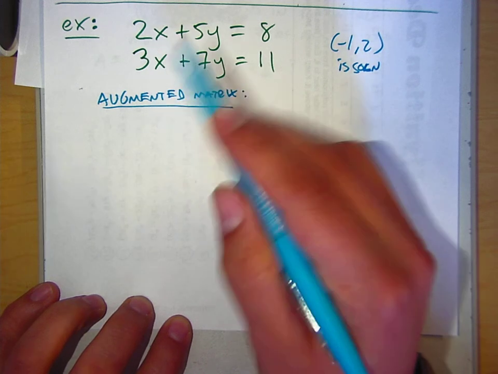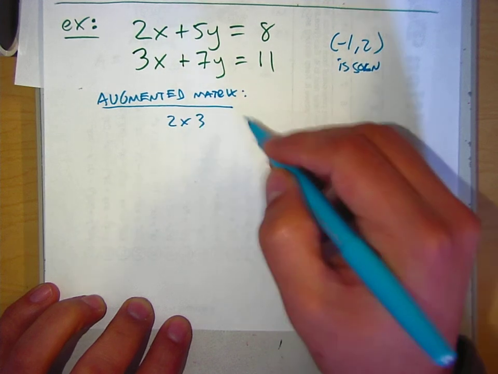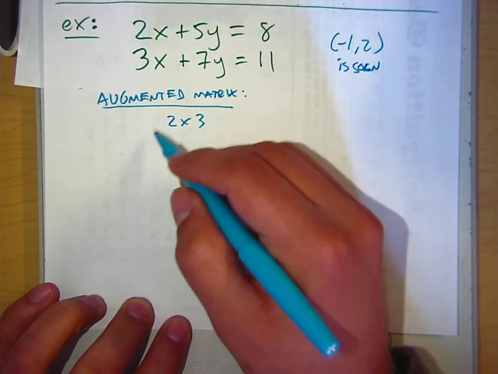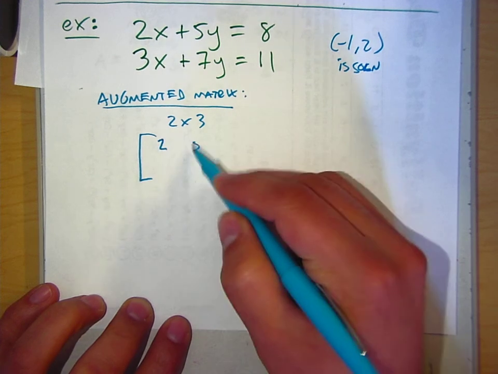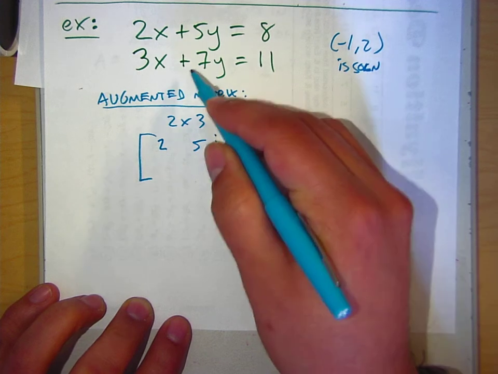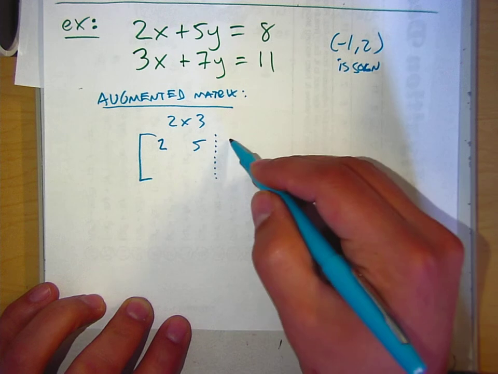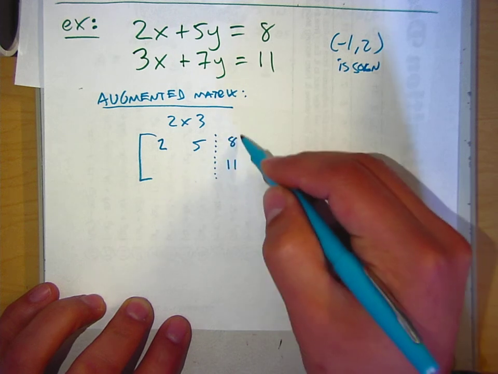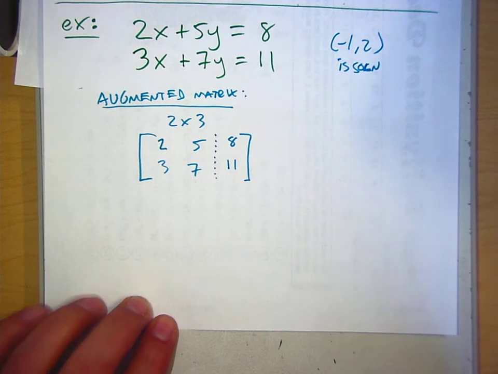Two. And how many columns? Three. So we're going to call this matrix a 2 by 3 matrix. And we're going to go 2, 5, and the calculator won't show us this, but really what we're doing is a 2 by 2 kind of combined with this column over here. Here we'll have 8 and 11, okay? And then down here we'll have 3 and 7, okay?